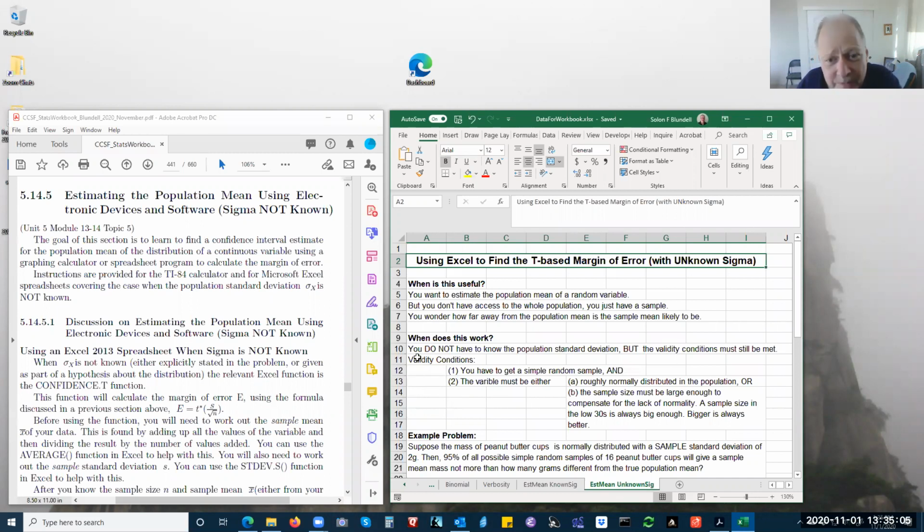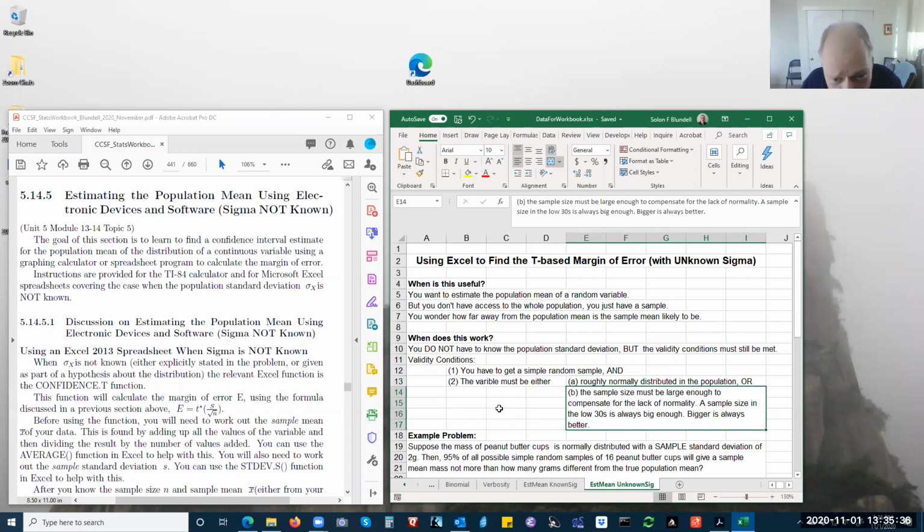And so when does the method work? You don't have to know the population standard deviation, but you still have to satisfy these two validity conditions. Unfortunately, they're just the same as they were for the Z interval when we did know sigma. You need to have a simple random sample of the population, and the variable needs to either be roughly normal or the sample size has to be big enough to compensate. So the low 30s would be big enough.